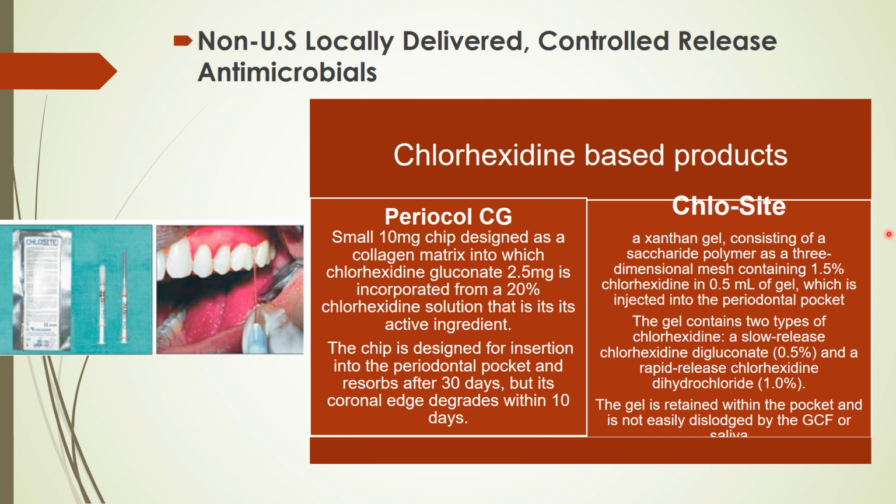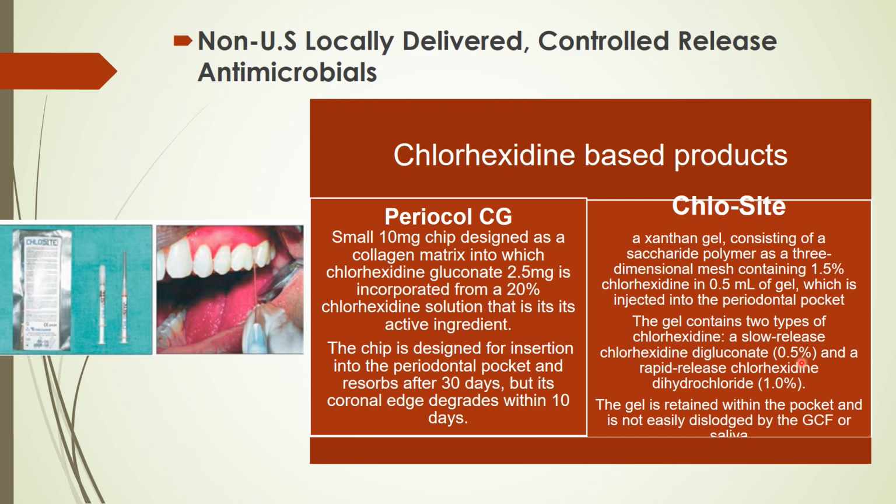Coming to Clositer, which is a gel consisting of a saccharide polymer as a three-dimensional mesh, which contains 1.5 percentage of chlorhexidine in 0.5 ml of gel, which is injected into the periodontal pocket. This is sterilized by gamma radiation and individually packed for delivery in 0.25 pre-filled syringes with a blunt end. So this gel contains two types of chlorhexidine: a slow release chlorhexidine of 0.5 percentage, and a rapid release chlorhexidine of 1 percentage.